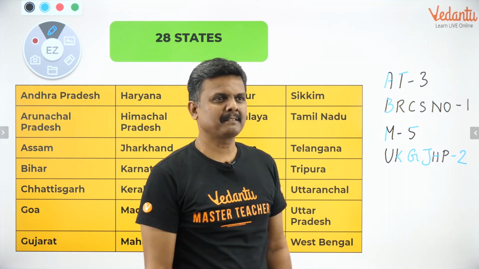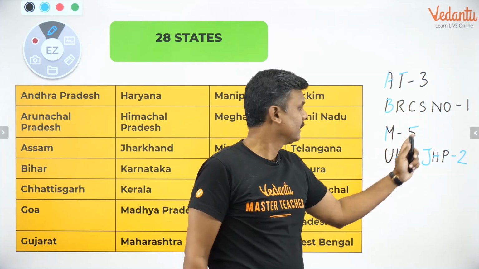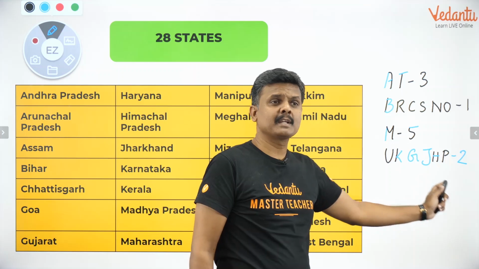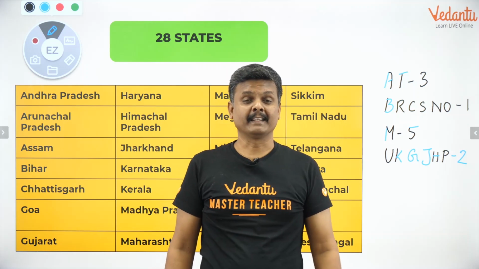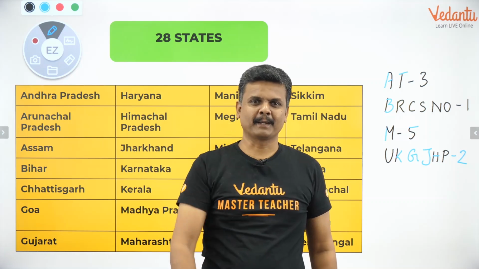I have written something interesting. You see that? AT3, BRCSNO1, M5, UKG, JHP2. What is this? My God, I'm not able to understand anything. I would say the same if I were you.